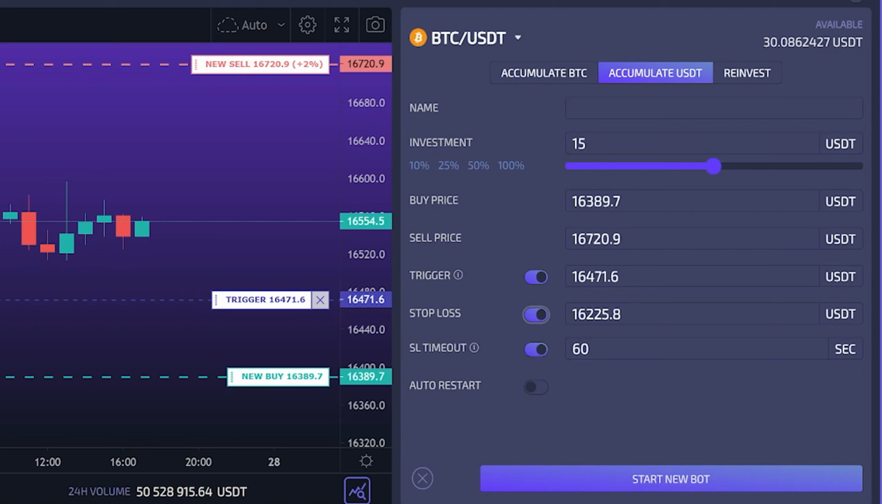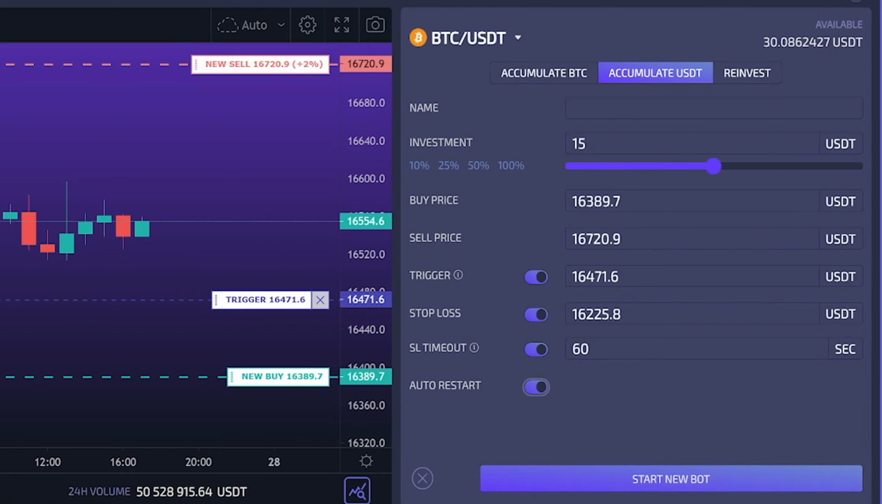Stop loss also includes a sell timeout. This one will delay the stop loss sell order by the number of seconds you enter here. It is most commonly used to avoid having stop loss executed on a squeeze. I will leave links to detailed information on triggers and stop loss timeout in the description. Last but not least, we have auto restart. This one will automatically restart the bot when it completes its buy and sell sequence.